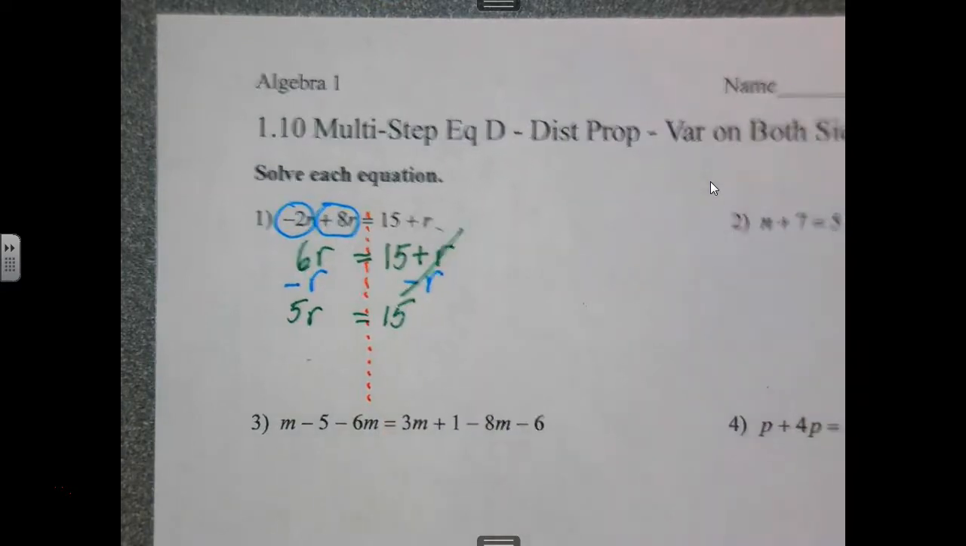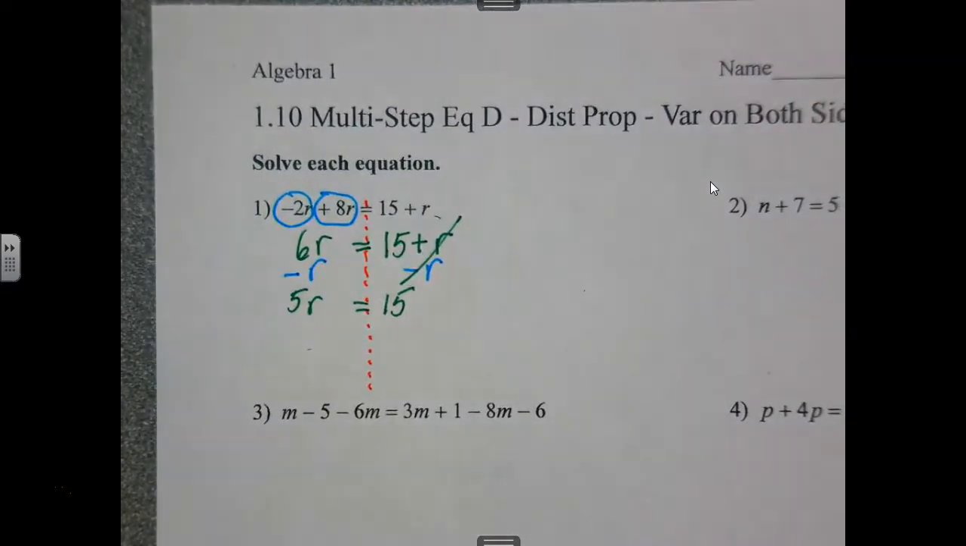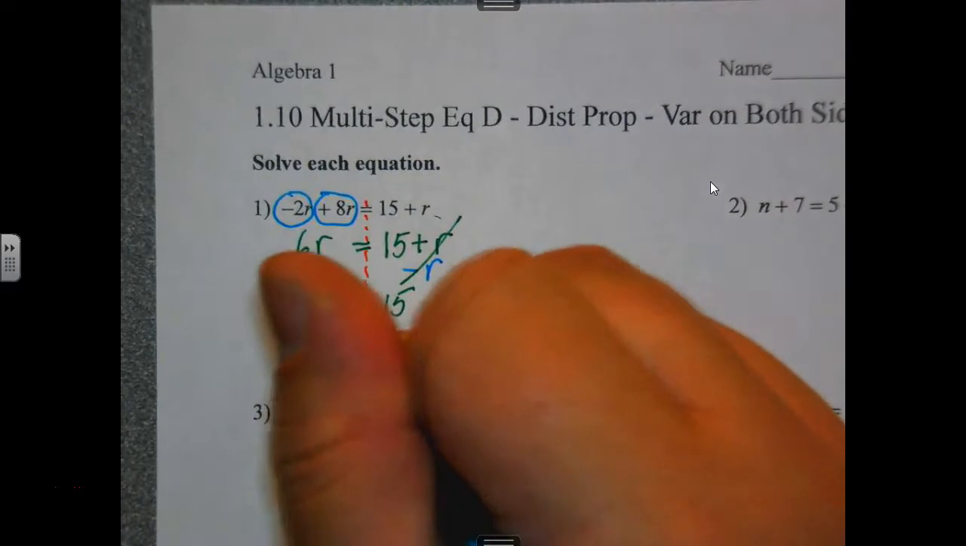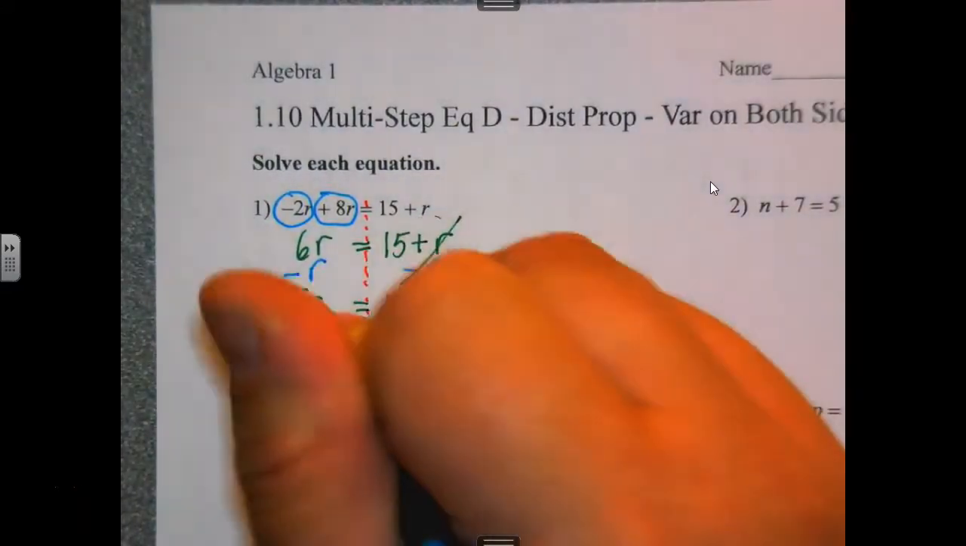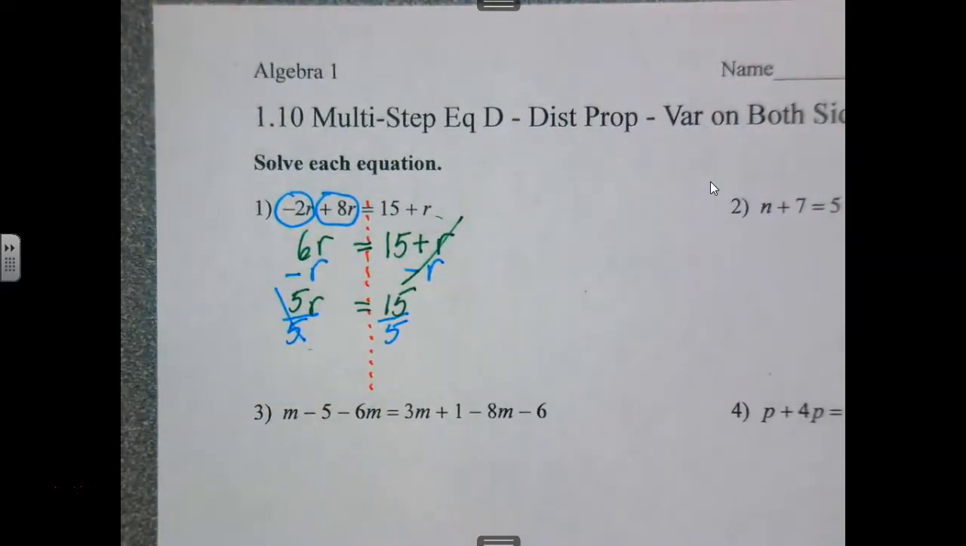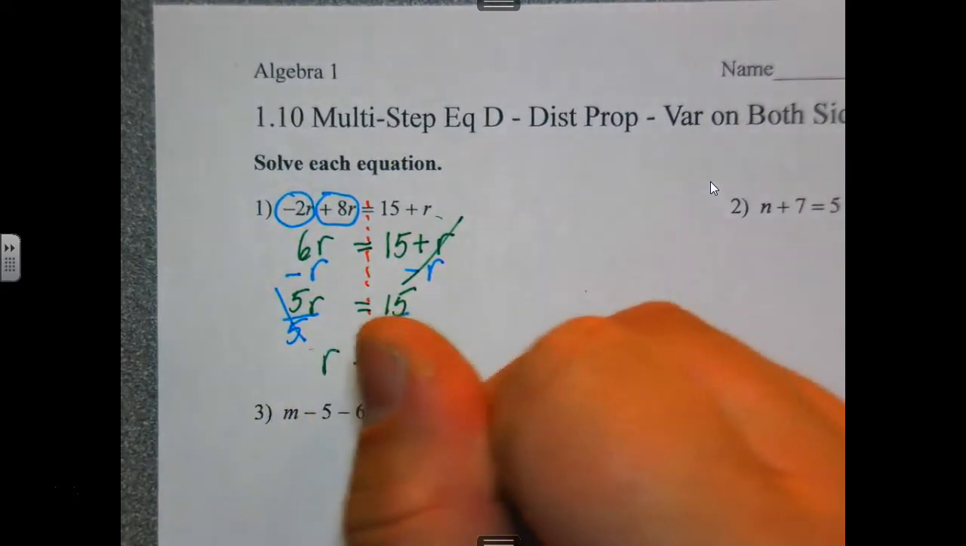Okay, divide both sides by the coefficient. 5. R equals 3.